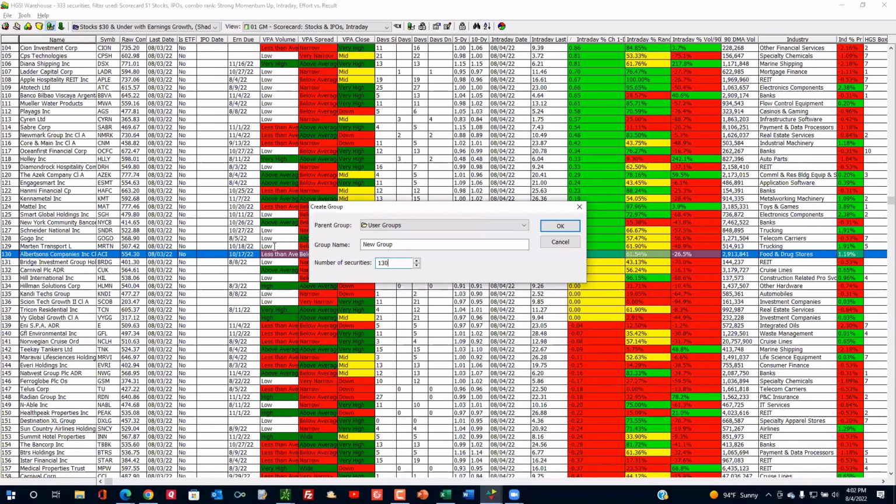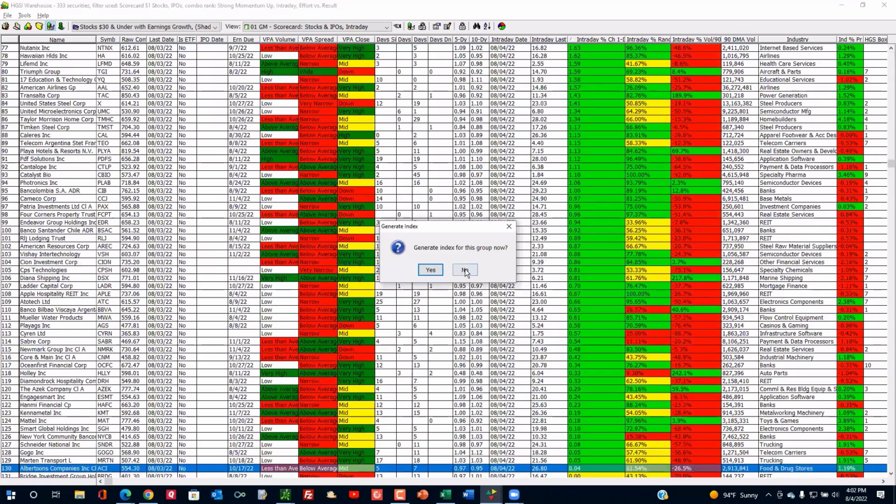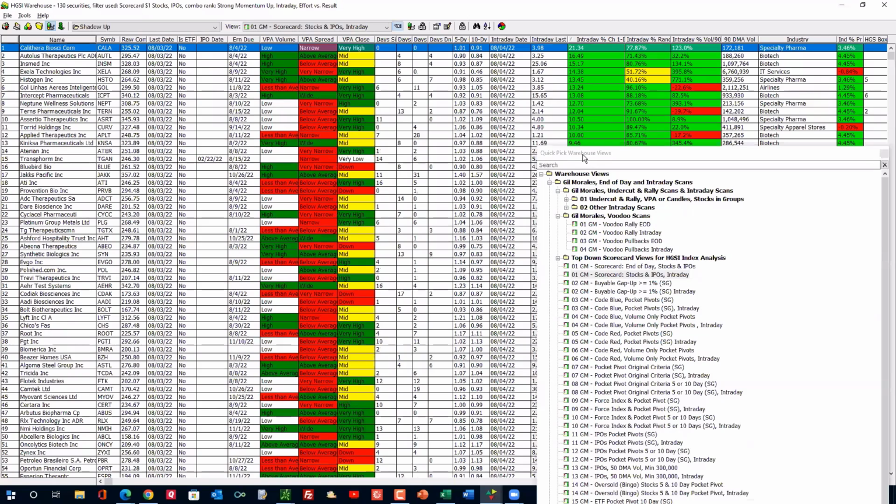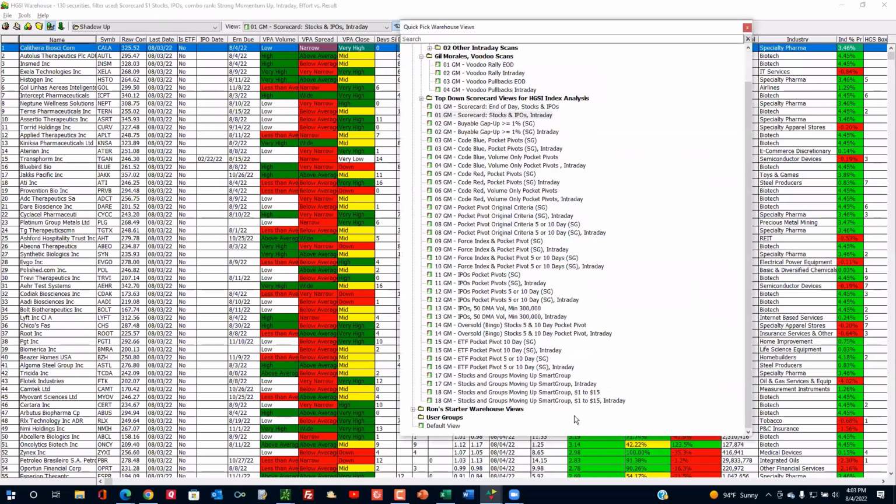And I'll call this one shadow. Shadow up. And then you can see it cuts it down to 130 stocks. And then you can go in and do your prospecting with anything else.